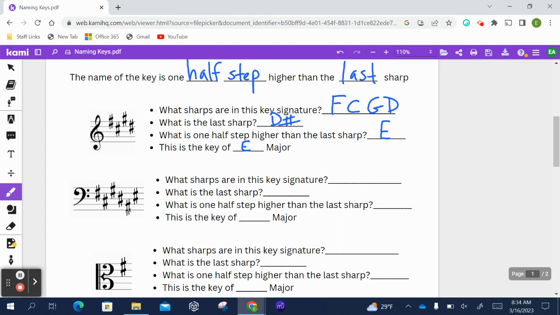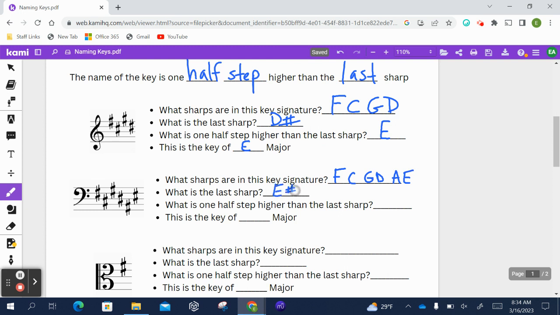All right, here's another key signature. What sharps are in it? I see 1, 2, 3, 4, 5, 6. So fat cats go down alleys eating. Everything except for birds is in the key signature. The last sharp is an E sharp.